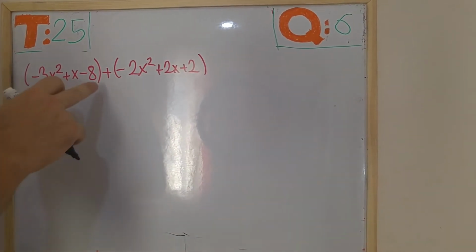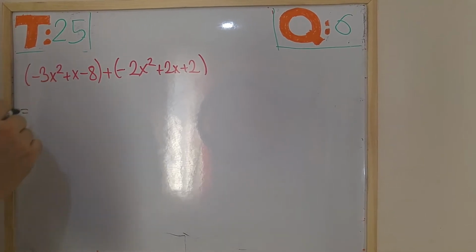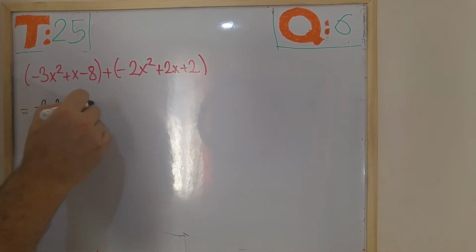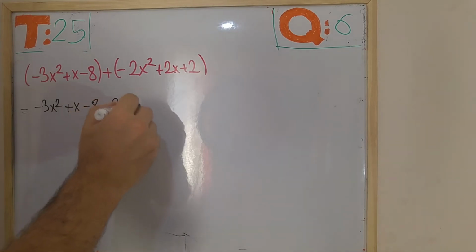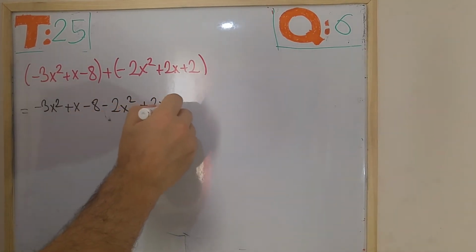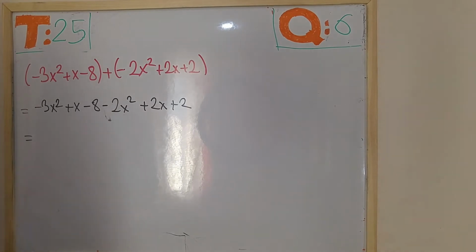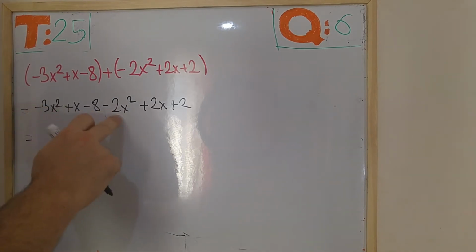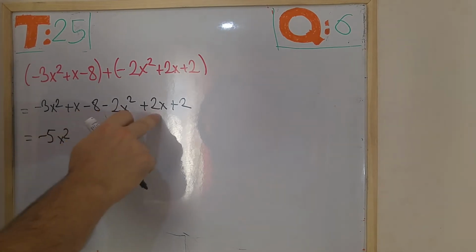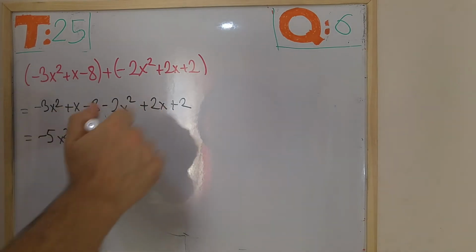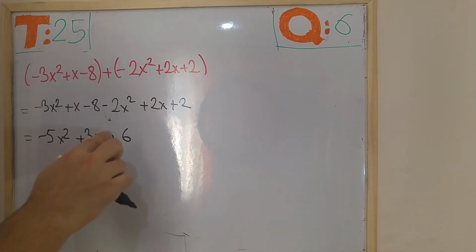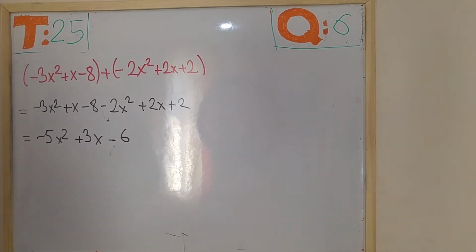Here, let's expand the parentheses first. What we're going to have is minus 3x squared plus x minus 8 minus 2x squared plus 2x plus 2, which is going to be equal to minus 3 minus 2, which is minus 5x squared, plus 1 plus 2, which makes plus 3x, minus 8 plus 2, which makes minus 6. This is the answer.